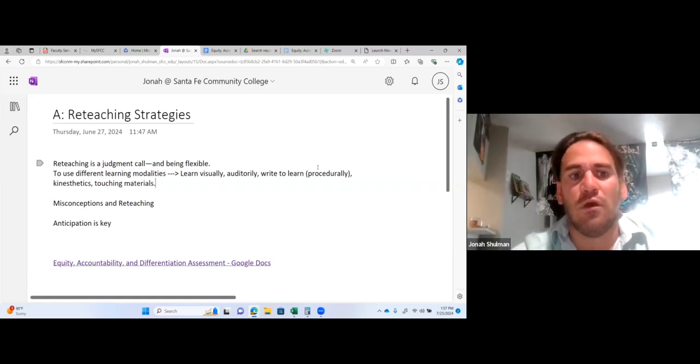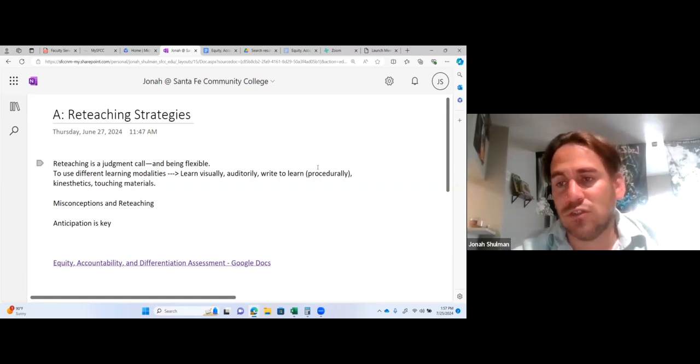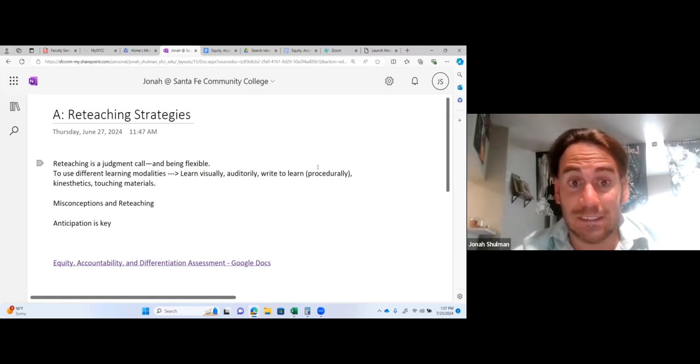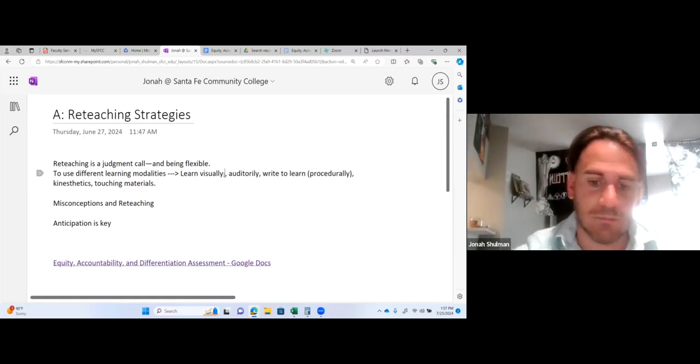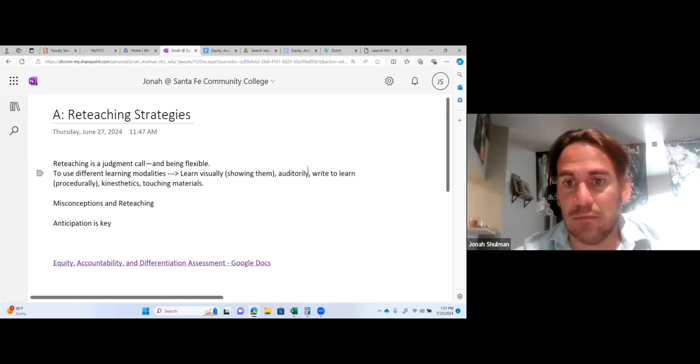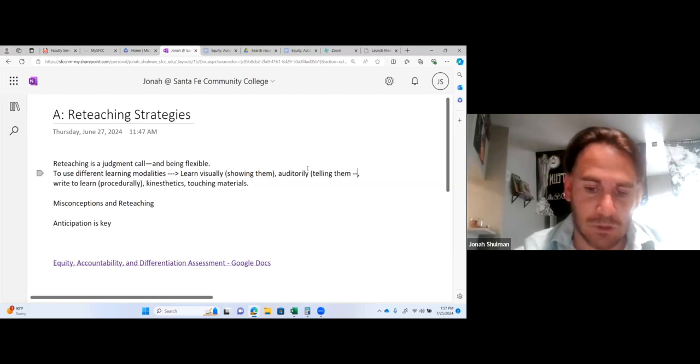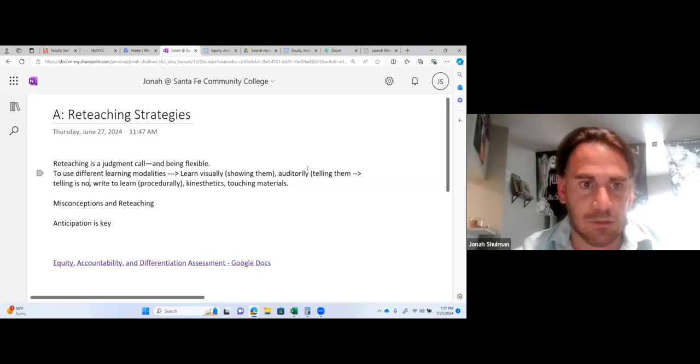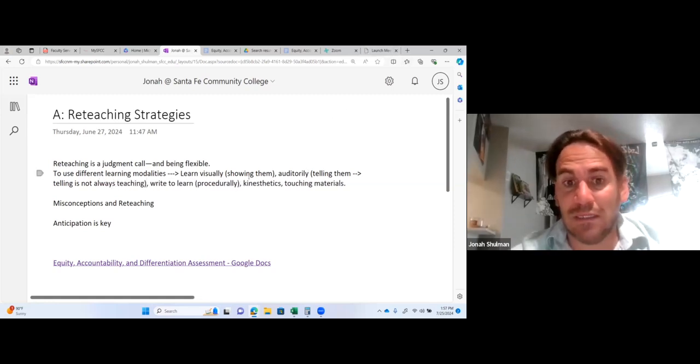So when you're reteaching, you should be flexible. You try to just show them or tell them. Learning visually is showing them. Auditorily is telling them, but telling isn't always teaching, and that's something you should always keep in mind. Telling is not always teaching. Some of them might just need to be writing the steps out.